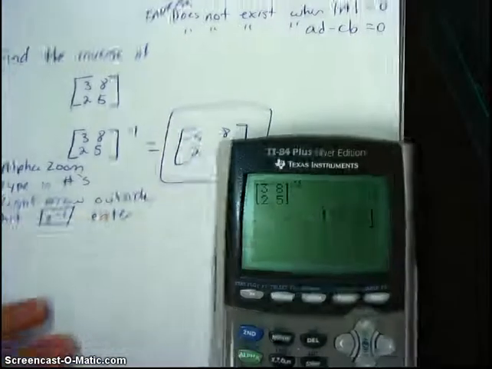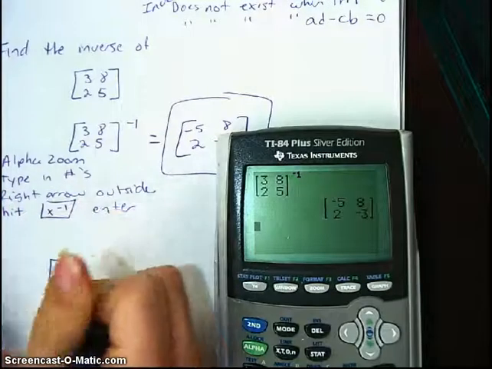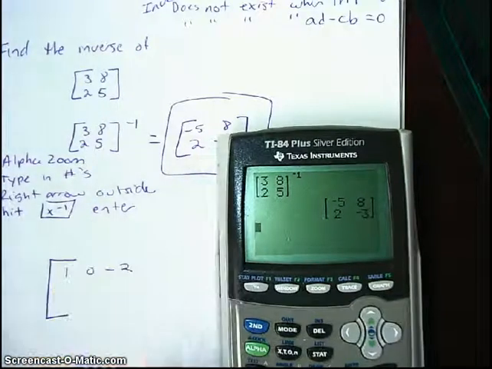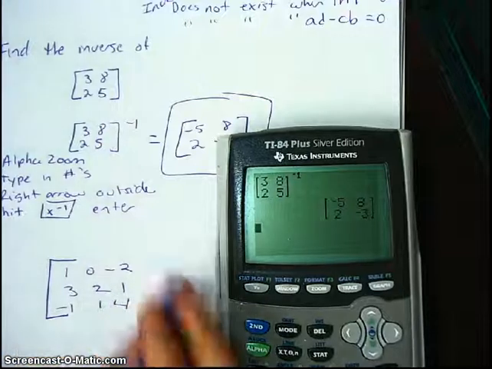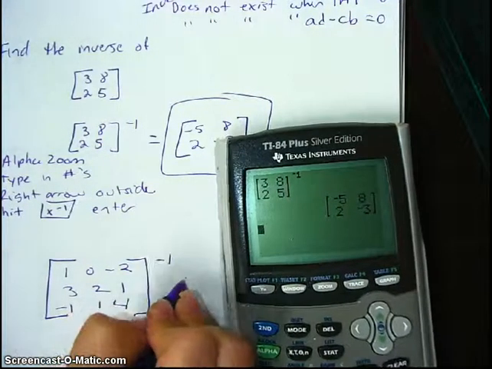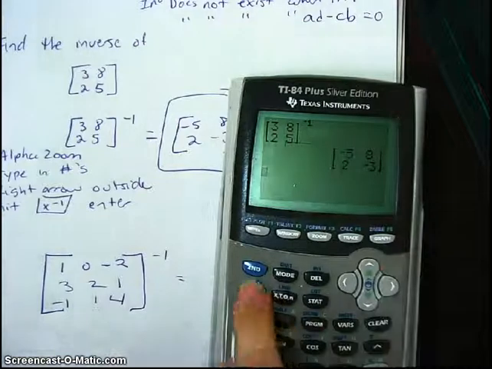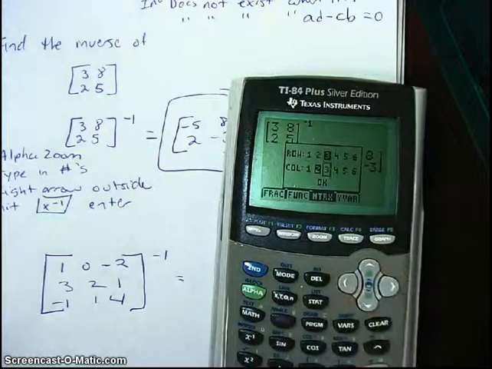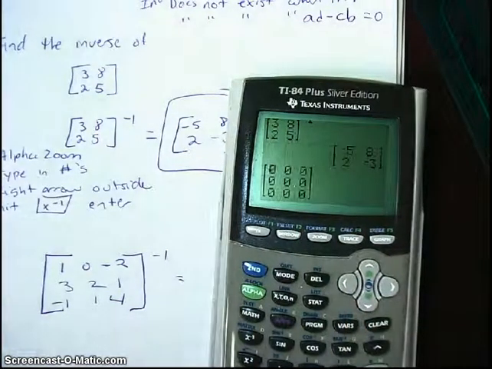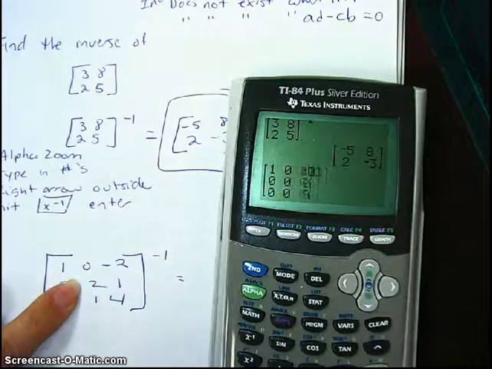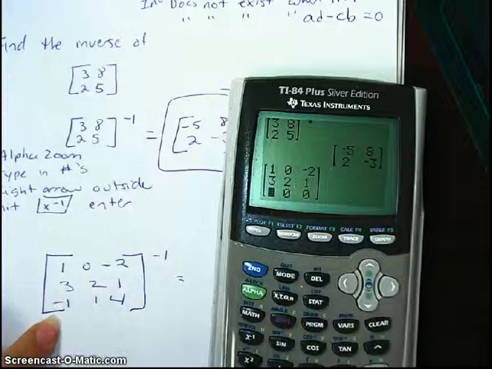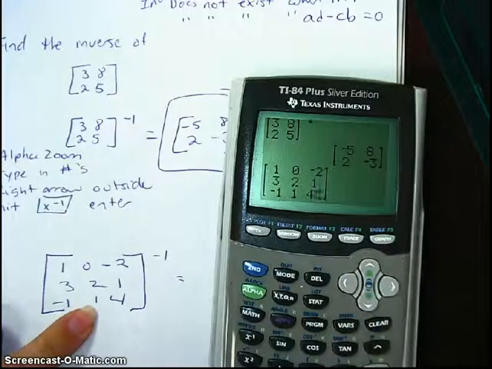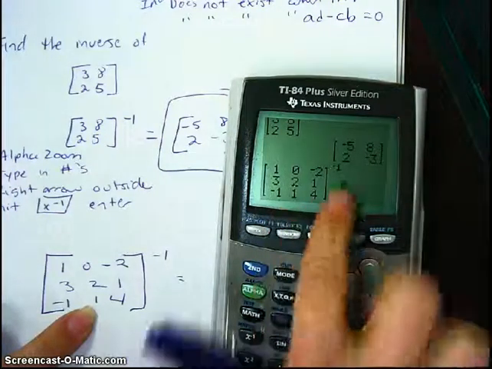Okay, same thing happens if we have a 3 by 3. So if I have the matrix 1, 0, -2, 3, 2, 1, -1, 1, 4, and we want to find the inverse of that matrix, we're going to type that into our calculator. So alpha zoom. Now this is a 3 by 3, so we'll choose 3 by 3 and type it in. 1, 0, negative 2, 3, 2, 1. Be careful not to type them incorrectly. Negative 1, 1, 4. Scroll to the outside, hit the inverse button to find the inverse of this matrix.